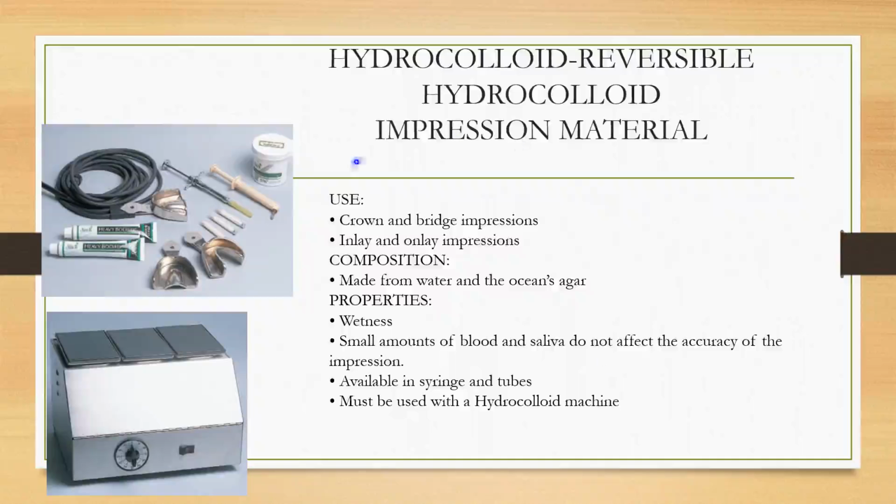So another type is the reversible hydrocolloid impression material. Most people don't usually use this one. It's also super expensive compared to the other two that we have talked about. So you might meet it in practice or not, because most people don't usually use it. It's used for crown and bridge impressions, inlays and onlays, and it's made from water and ocean's agar. Probably that's why we don't really have it in Zimbabwe. I'm not so sure, I haven't seen it around.